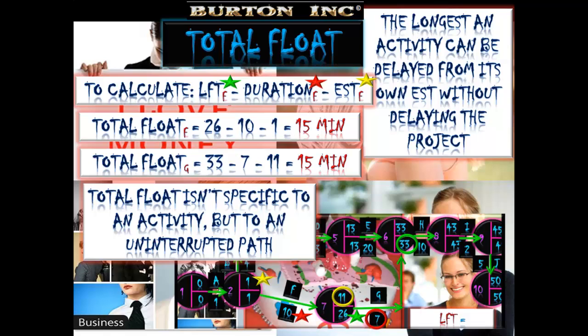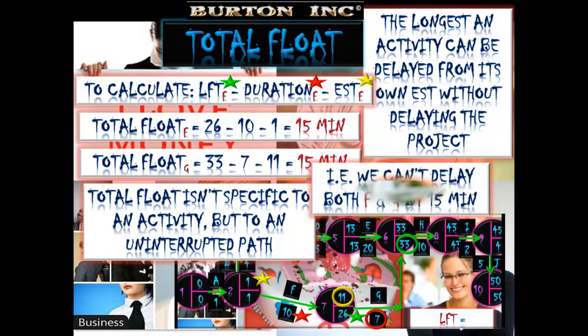Now, total float isn't specific to an activity, but to an uninterrupted path. So it's no coincidence that F and G both have total floats of 15 minutes. But we cannot delay both of them by 15 minutes, or else we're going to be delaying the whole project. So along that path that F and G lie on, we have 15 minutes of time when no activity is critical. Yep, we can't delay both F and G by 15 minutes.